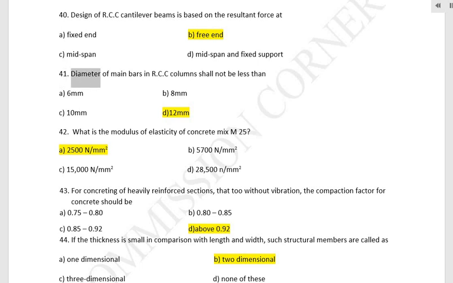41. Diameter of main bars in R.C.C. columns shall not be less than: A. 6 mm. B. 8 mm. C. 10 mm. D. 12 mm.